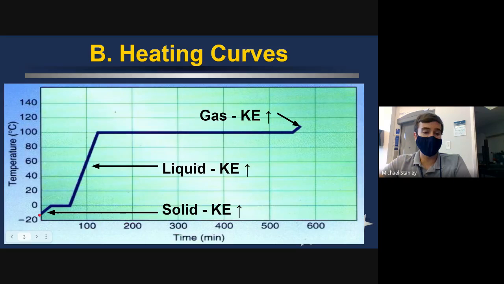So over here, we're a solid that's getting warmer and warmer and warmer. And then we turn into a liquid that's getting warmer and hotter and hotter. And then we turn into a gas that is heating up at the very end as well. So on these upward sloped, upward angled parts of the heating curve, we are a certain state of matter that is warming up, getting hotter and hotter.